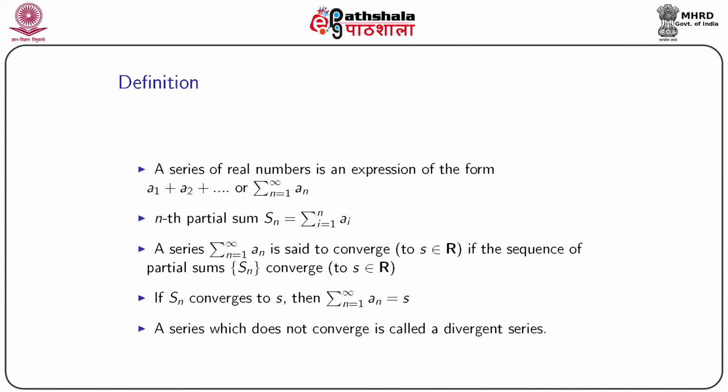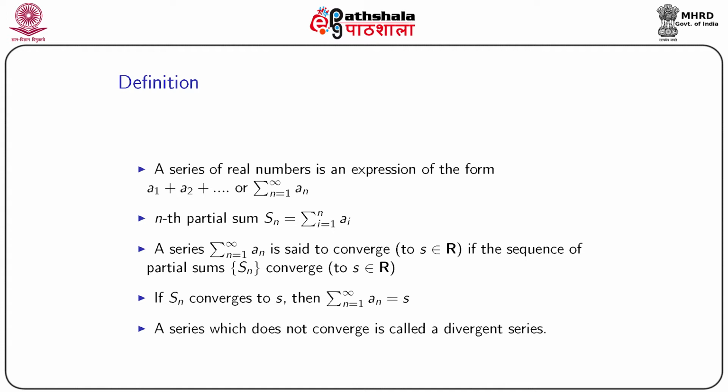A series of real numbers is an expression of the form a1 plus a2 plus a3 and so on, or in a very compact form, the sum over n from 1 to infinity of an. This is called a series of real numbers, where a1, a2, a3 are all real numbers.